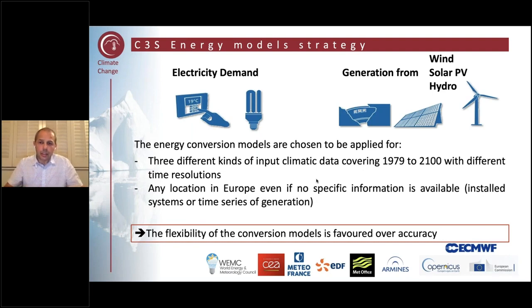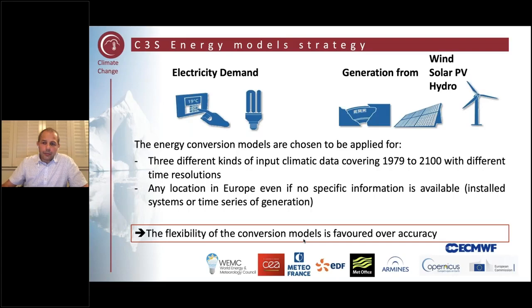So it's not so simple to explain here, but it's done by the group at Armin, and I also take the opportunity to acknowledge and thank all the contributors to C3S Energy. At the bottom you see the contributors. The World Energy Meteorology Council is the lead of the development of the service, and then CEA, IPSL in France, Meteo France, EDF, Met Office, Armin, and Paris Mines Tech in the south of France.